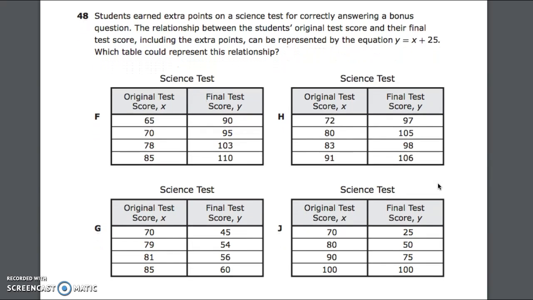Number 48. Students earn extra points on a science test for correctly answering a bonus question. The relationship between the student's original test score and their final test score, including the extra points, can be represented by the equation y equals x plus 25. Which table could represent this relationship? Science test. Original test score x, final test score y.